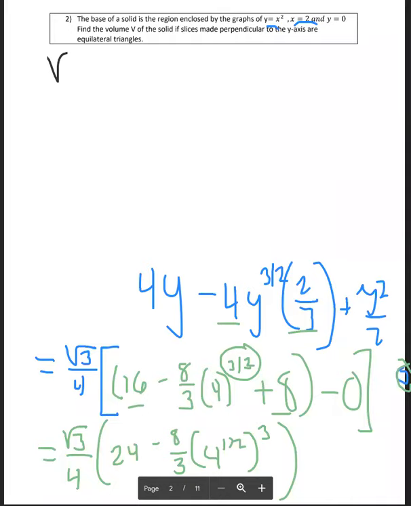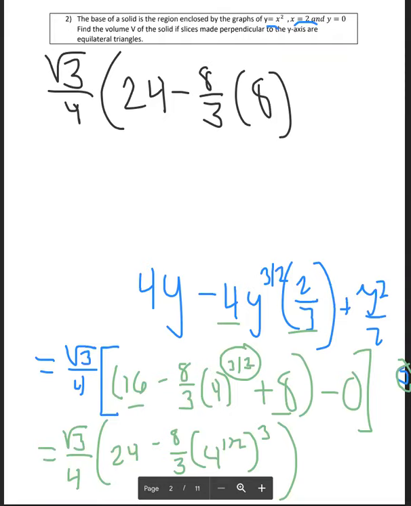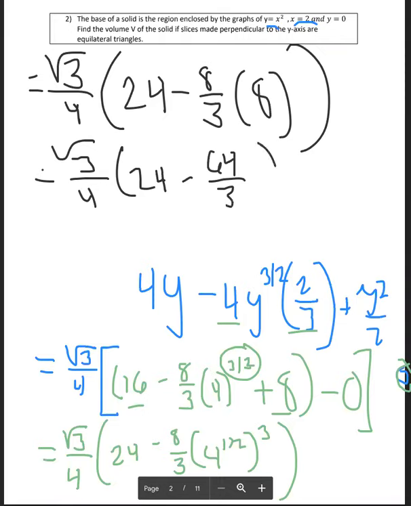So radical 3 over 4, you have 24 minus 8 over 3 times 4 to the 3/2. The square root of 4 is 2, cubed is 8. So that's 8. Radical 3 over 4. Remember, this is all equal to the volume. 24 minus, that ends up being 64 over 3, because you're doing 8 times 8.